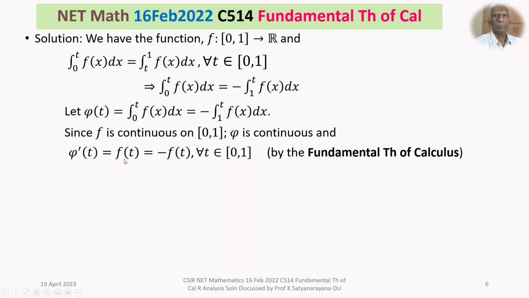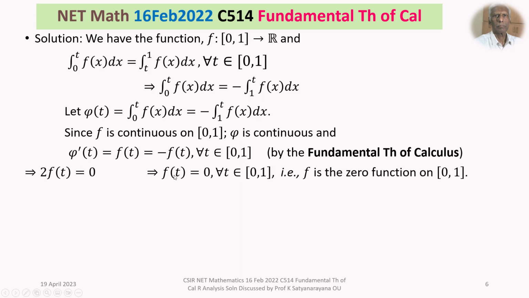Agreed. Now we got f of t is equal to minus f of t for all t belongs to the closed and bounded interval 0 to 1. This will imply 2 times f of t is equal to 0. This will imply f of t is equal to 0 for all t belongs to the closed and bounded interval 0 to 1. So, what is this? This is a zero function. f is a zero function on the closed and bounded interval 0 to 1.